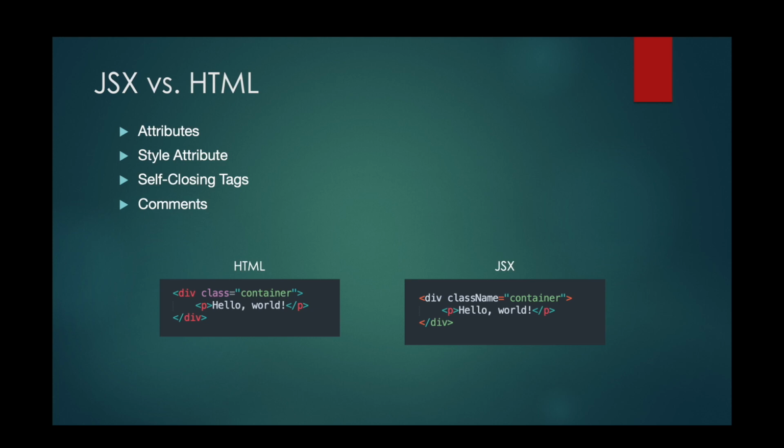In summary, JSX is a powerful tool that simplifies the creation of UI components in React by allowing developers to write HTML-like syntax directly within JavaScript code. It provides a more concise and expressive way to describe the structure of UI components compared to plain JavaScript or HTML.